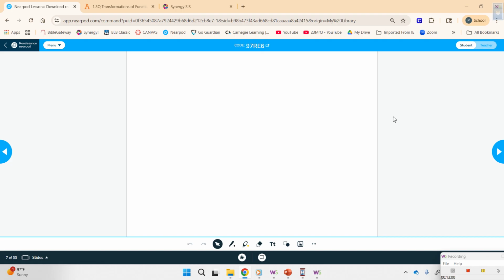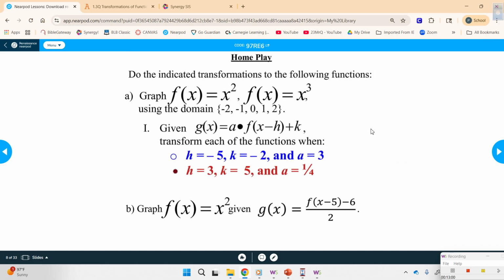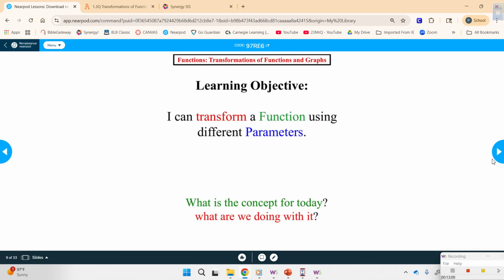All right. 10, 9, 8, 7, 6, 5, 4, 3, 2, 1. Thank you. Tonight's home play looks like this. You're like, oh snap. Oh snap is right. Or should I say, oh snap? How about that? All right. So with that said, I can transform a function using different parameters.